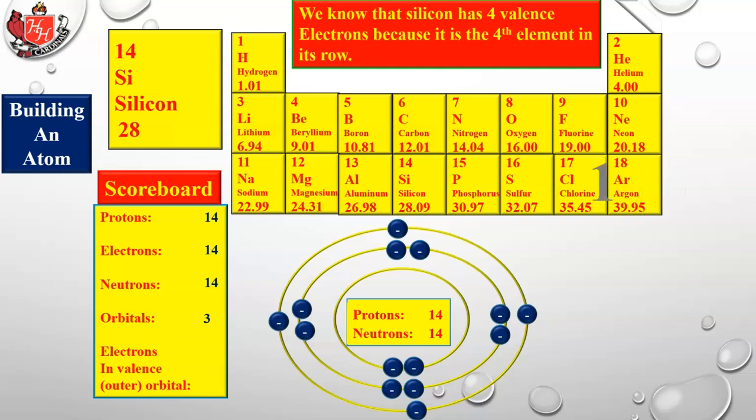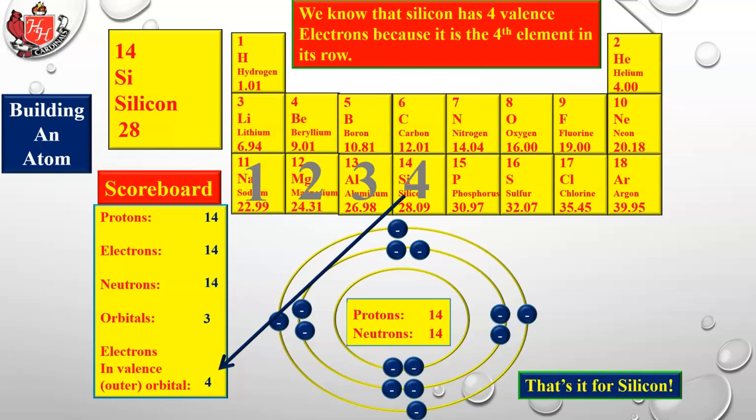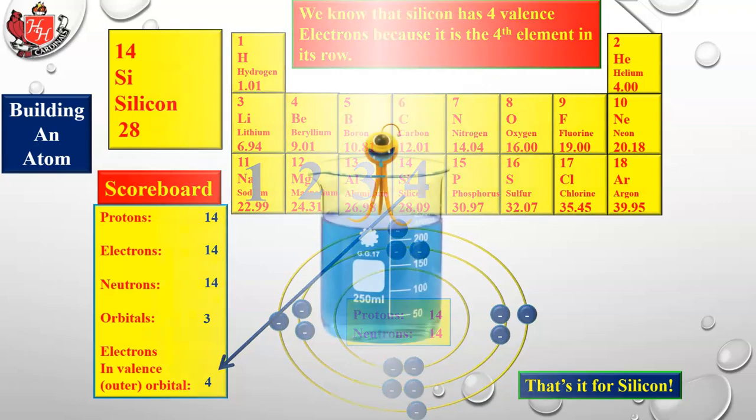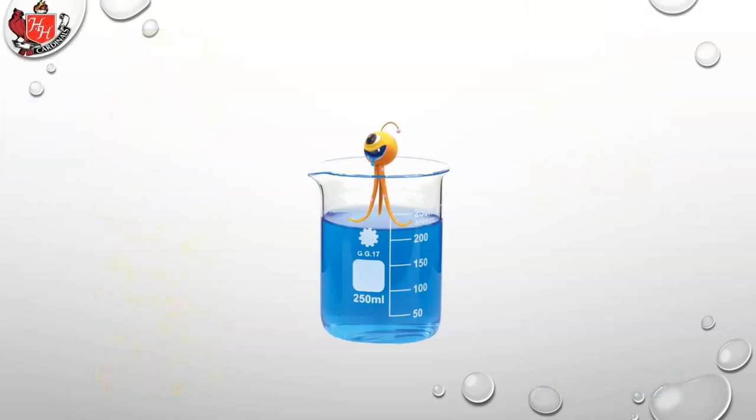So watch this. 1, 2, 3, 4. Sometimes that's the only thing you want to know about the atom is its valence electrons, because they're the ones that do the chemical bonding. Okay, so now we can finally fill in our scoreboard right there, and there's 4 valence electrons. And that's it for silicon. That's how you diagram an atom. All right, that takes care of this lesson on building an atom.